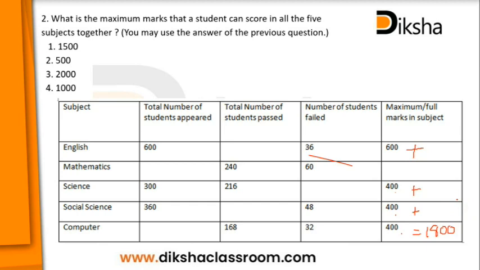So the total marks in all 5 subjects will be definitely greater than 1800. There is only one option that has a value greater than 1800. So the answer will be 2000.